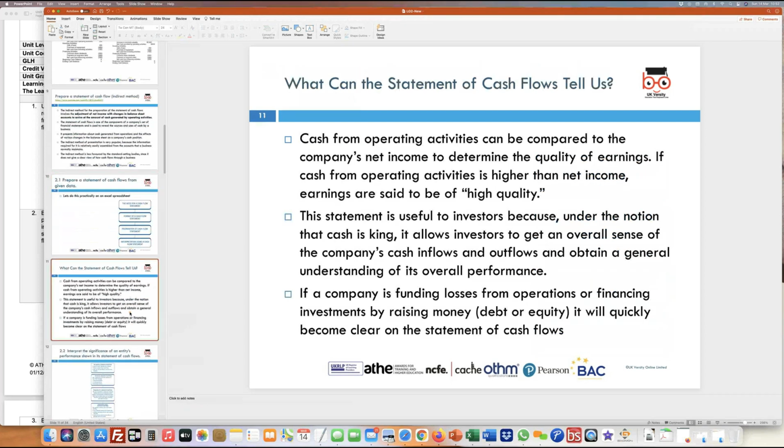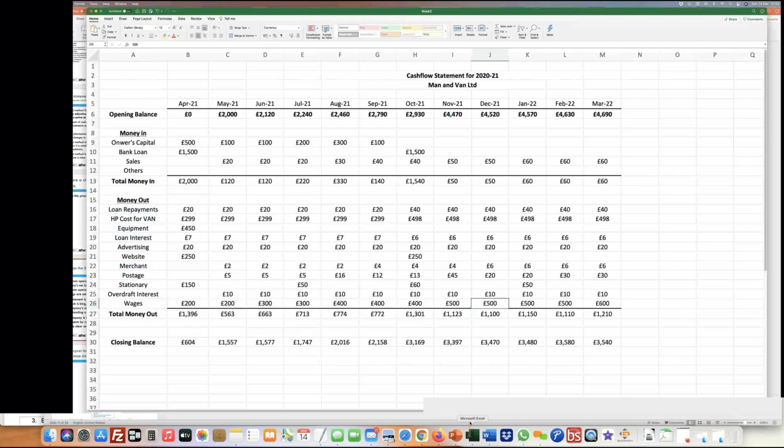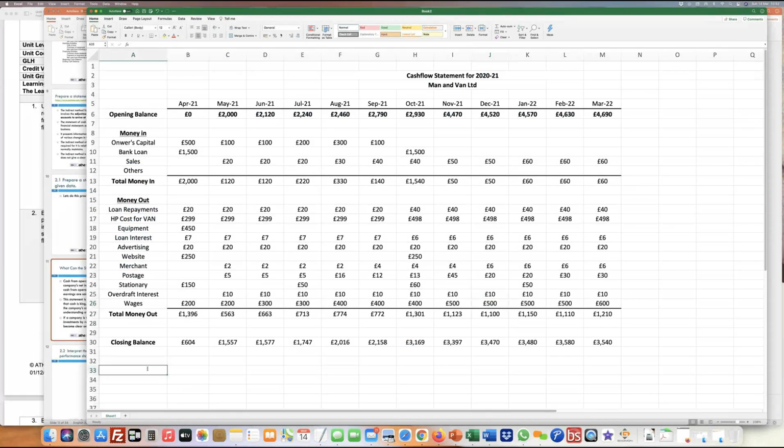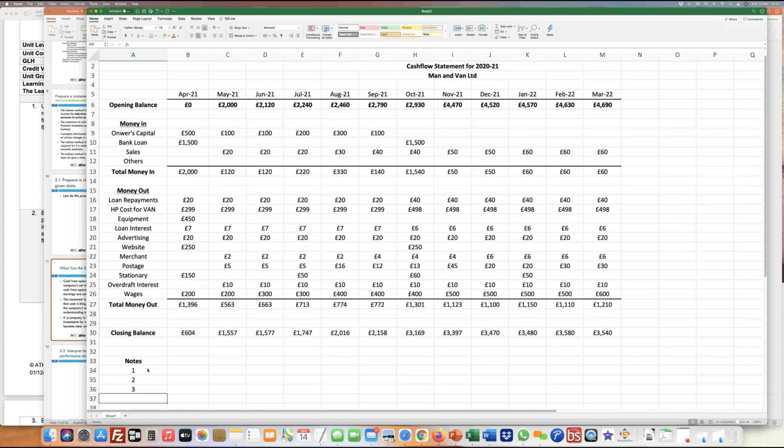And, as I mentioned earlier, when you prepare this cash flow statement, the idea would also be to make some notes, or make some notes available. And these notes, 1, 2, 3 notes, would tell us what the cash flow statement is, basically telling you about the business.